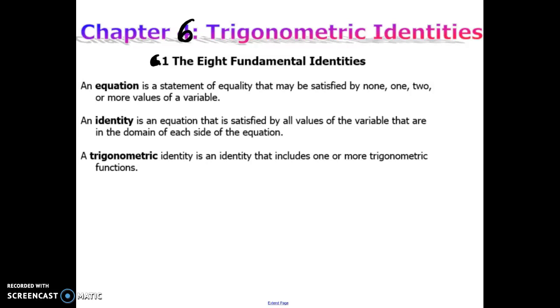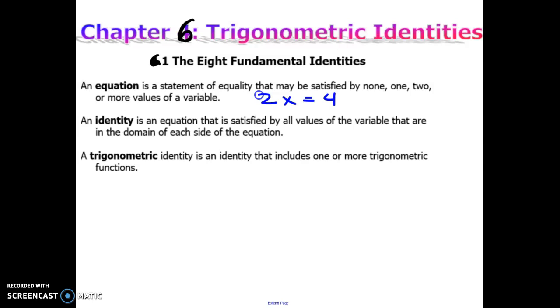So an equation is a statement of equalities that can be satisfied by 1, 2, or more values of a variable. Okay? An identity is an equation that is satisfied by all values. So basically, an equation like 2x equals 4 would have one answer. Some equations have 2 answers or a few answers. It depends on the kind of equation. But an identity is an equation that's always true for every x. So an identity is where you could plug in any x you wanted and the equation would be true.